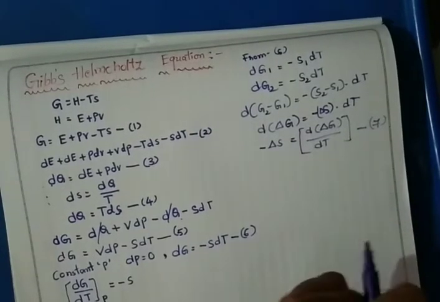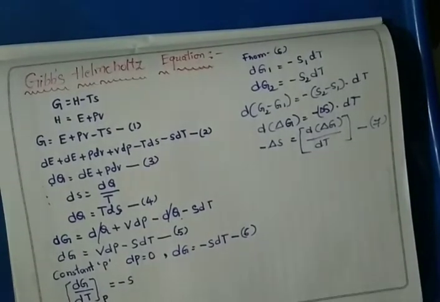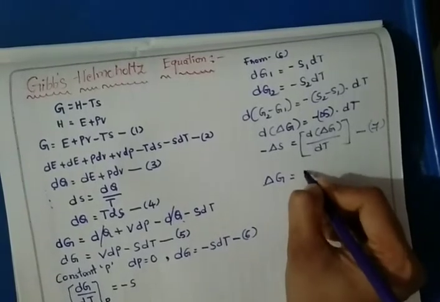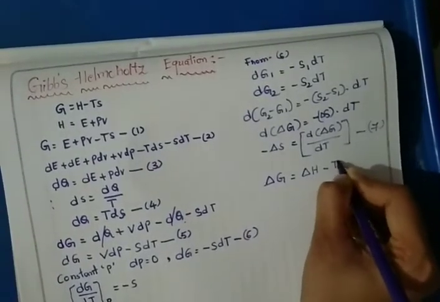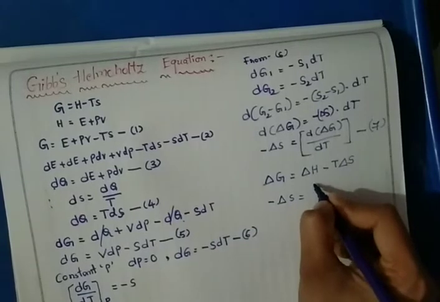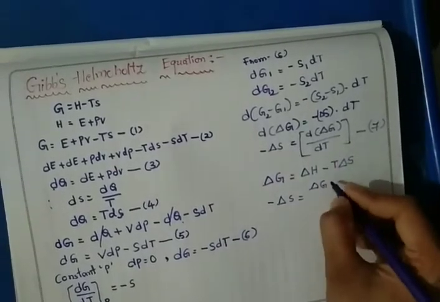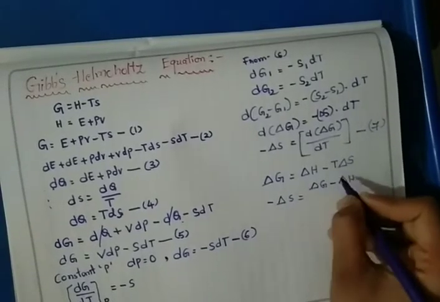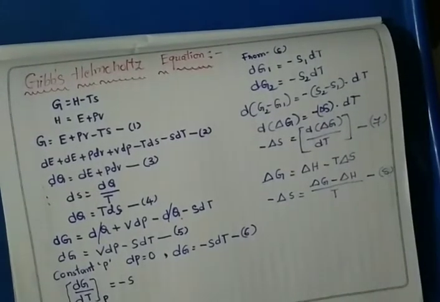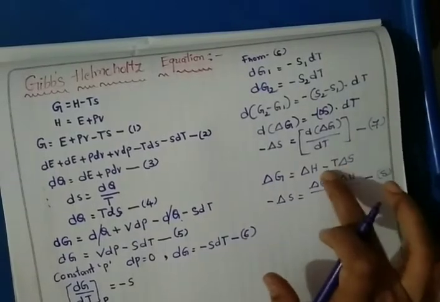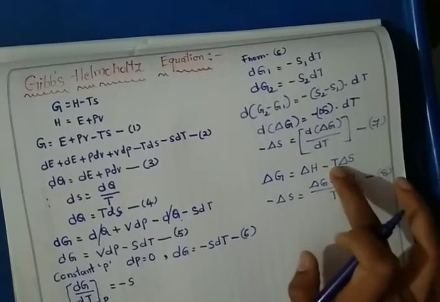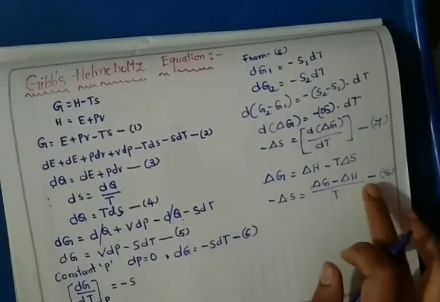Now some changes occurred. The free energy change is delta G is equal to delta H minus T delta S. So now minus delta S is equal to delta G minus delta H by T. So this is equation number 8.